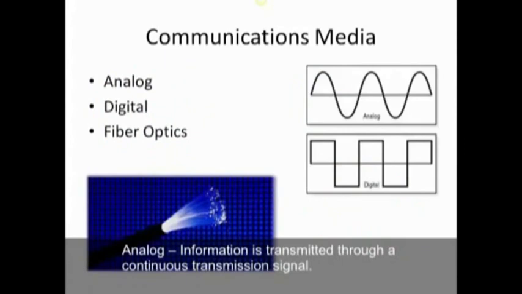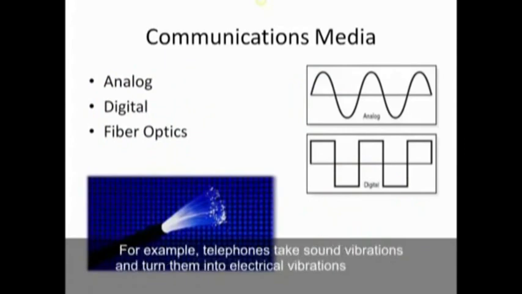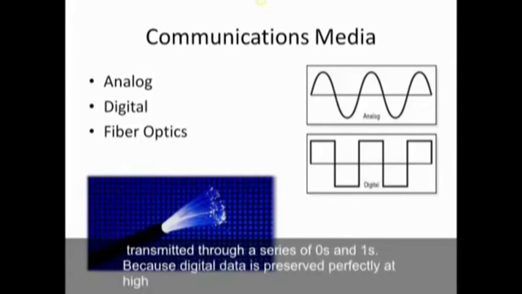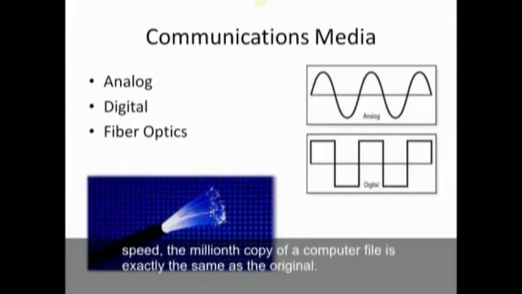Different types of communications media. First, analog, where information is transmitted through a continuous transmission signal. A telephone, for example, takes sound vibrations and turns them into electrical vibrations before they're transmitted over phone lines. Digital is more common these days because information is transmitted through ones and zeros, so something is either on or off. And because digital data is preserved perfectly at high speed, the millionth copy of a computer file is exactly the same as the original, which is a very nice feature.